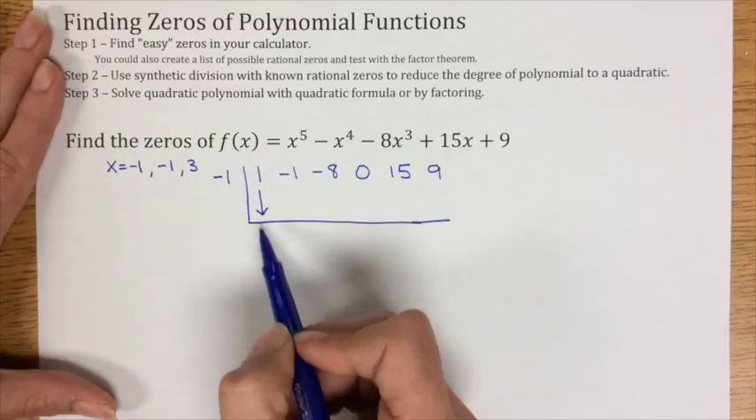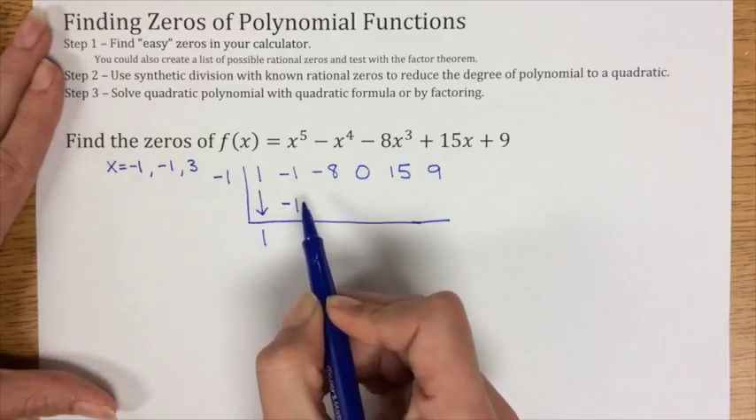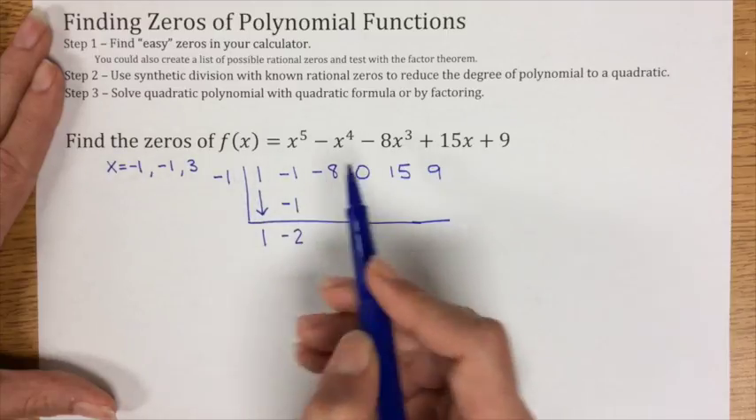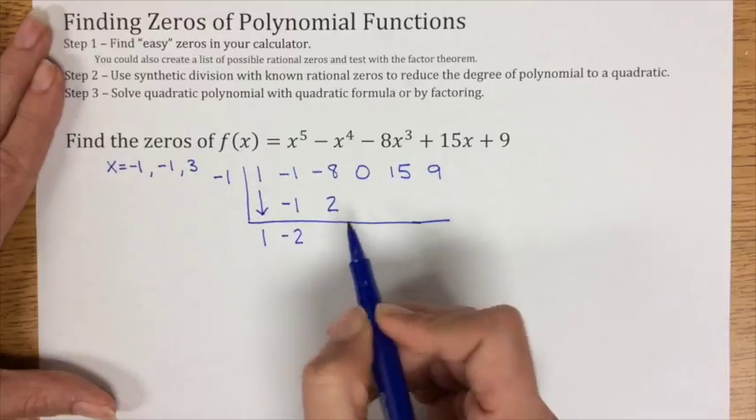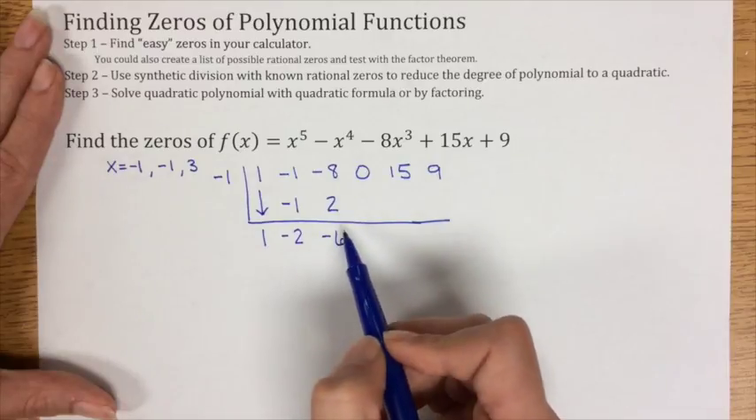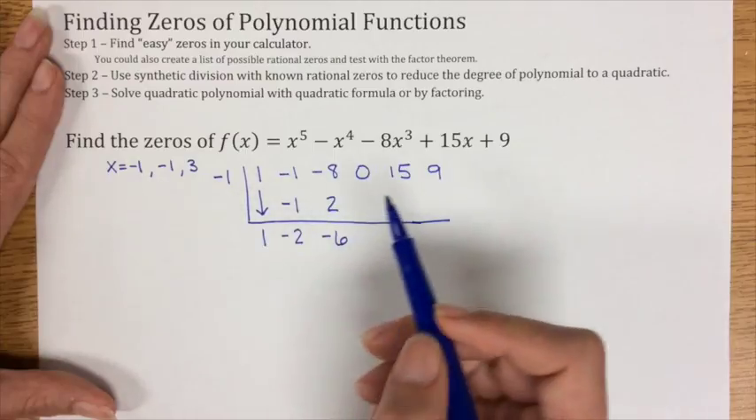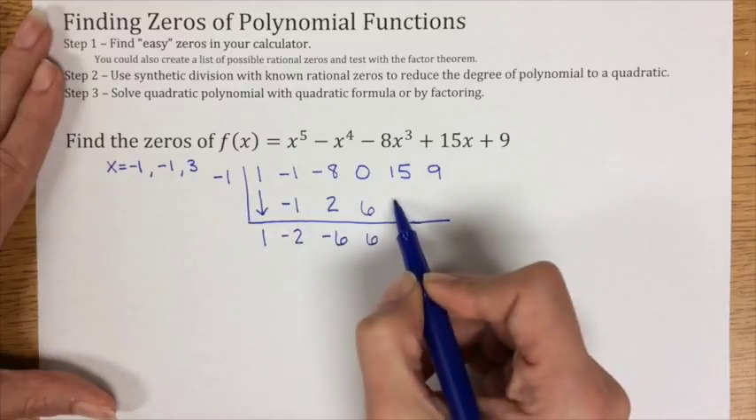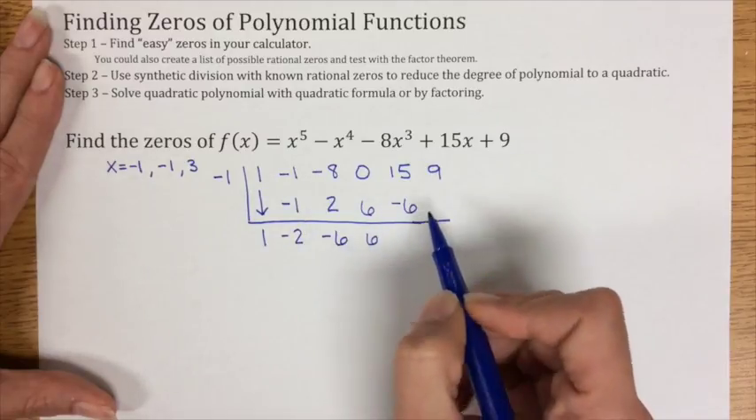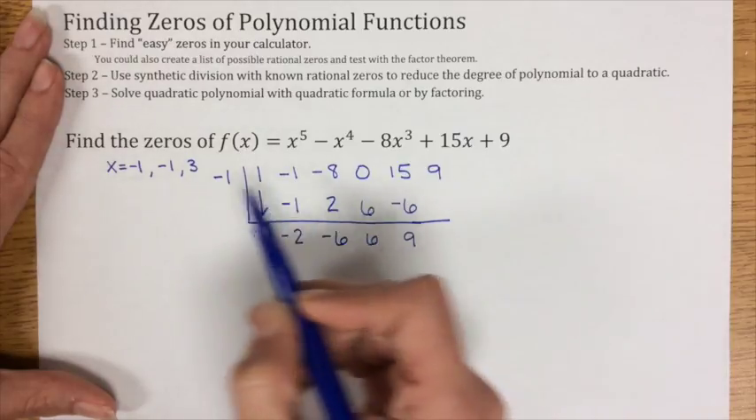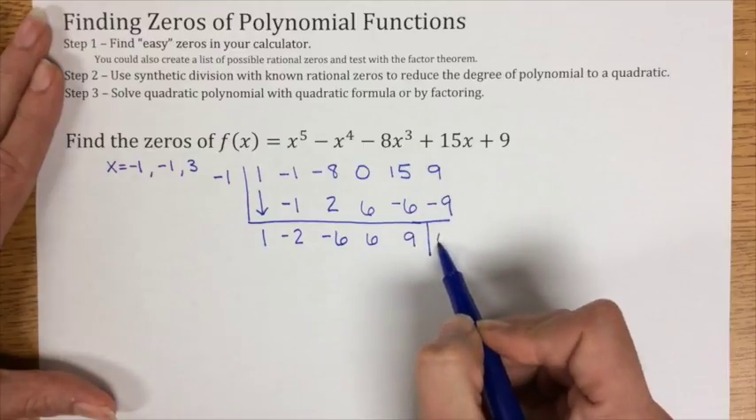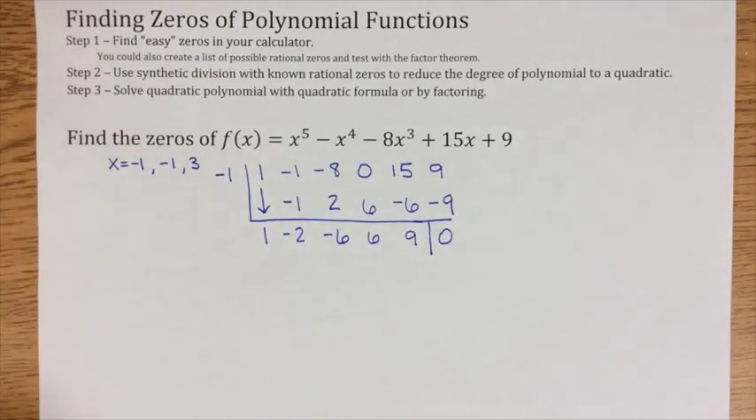I'm going to say 1 times -1 is -1. And I'm going to add down and I get -2. -2 times -1 is +2. I'm going to add down and I get -6. -6 times -1 is +6. Add down and I get 6. 6 times -1 is -6. Add down and I get +9. 9 times -1 is -9. And we get a 0 remainder, which is good because it's a 0 that we found in the calculator.